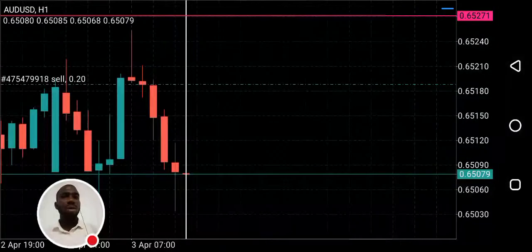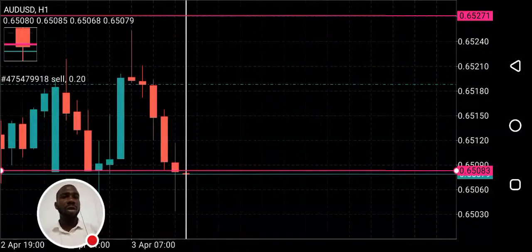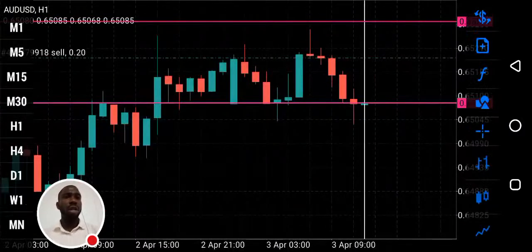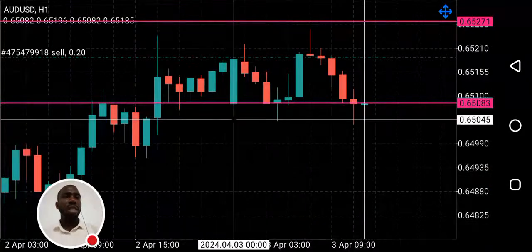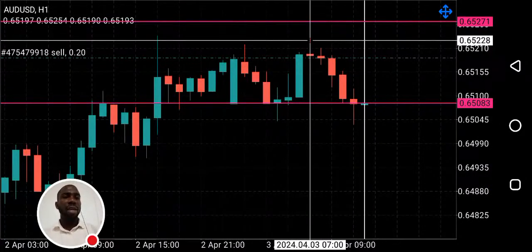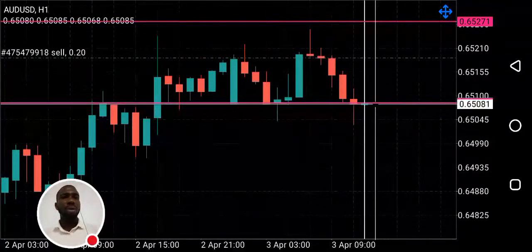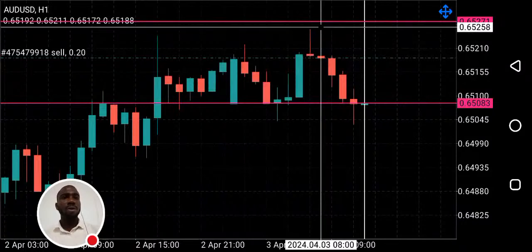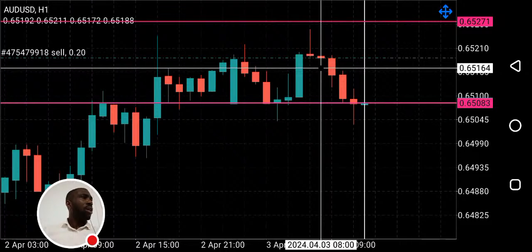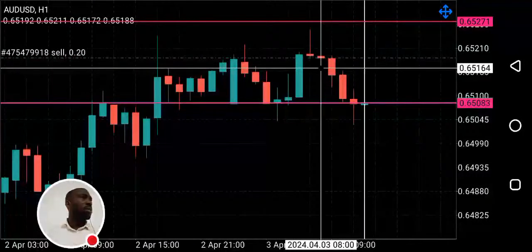So right now, price is trying to break out from this support. For those who have not entered sell, you might want to wait for a candle to close below that support, then you could sell. And if you are selling, your stop loss should be, let's say, 10-15 pips above this high. That's my advice. So Australian dollar USD is bearish at the moment.